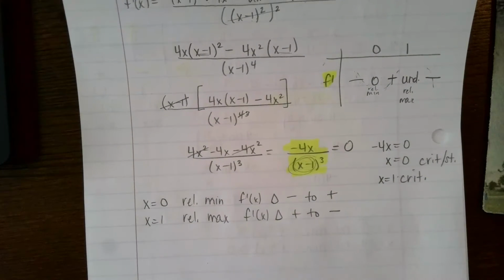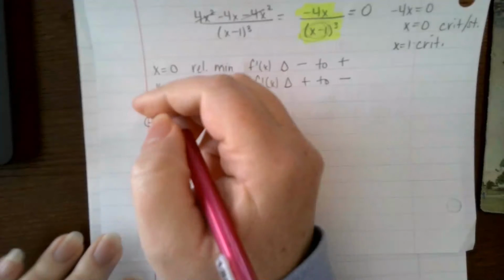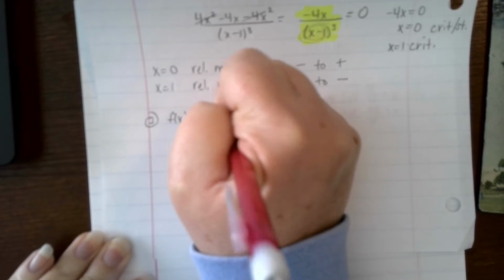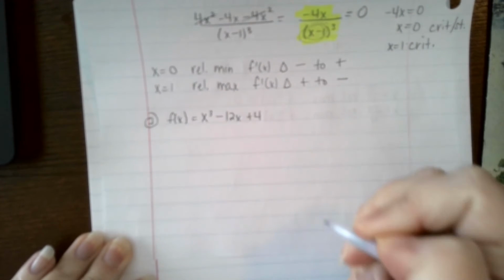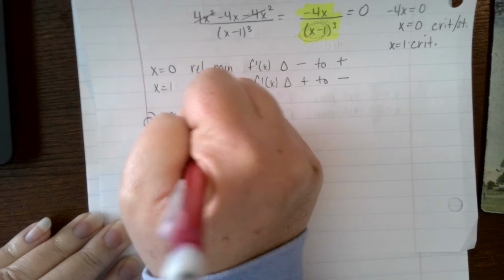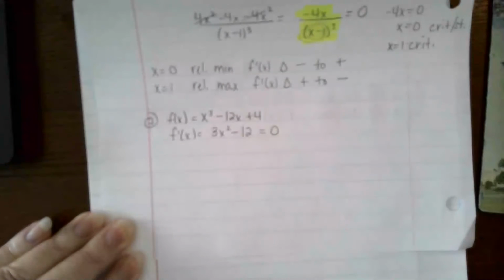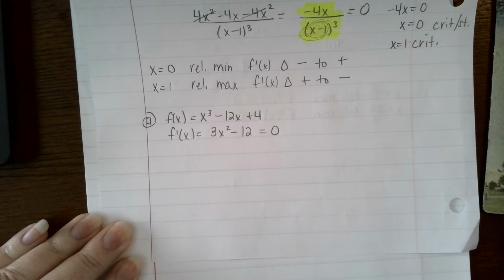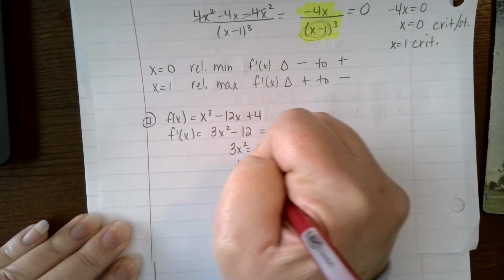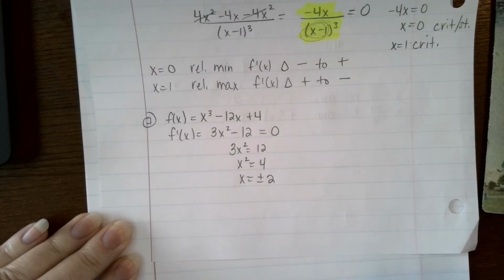Let's go ahead and look at number 7. I think I can squeeze it in on the bottom of this page right here. So number 7, it says, use the second derivative test to determine if you have a relative max or a relative min. All right, so the first thing you got to do is find your derivatives. So you have 3x squared minus 12. You want to set that equal to 0. We have 3x squared equals 12, x squared equals 4, x equals plus or minus 2. Please do not forget the plus or minus.